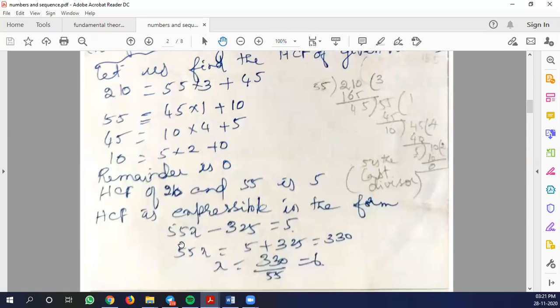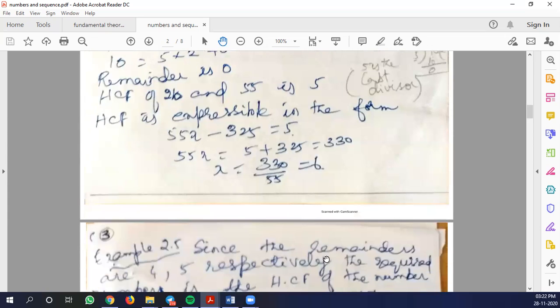Okay. So now the HCF is expressible in the form 55x minus 325. By finding the HCF of 210 and 55, we arrived at the answer 5. Now here in the book, this is equated to 55x minus 325. You keep this 55x as it is, bring this minus 325 to the other side, so this becomes 330. x is equal to 330 by 55, you'll get 6 as the answer.